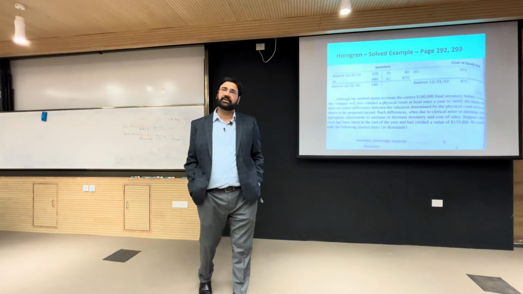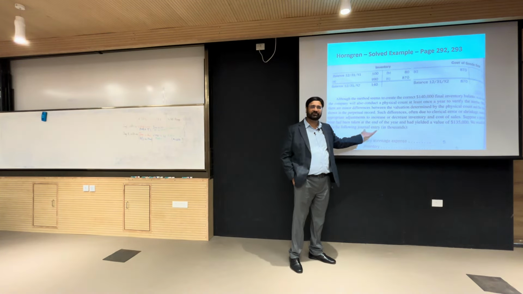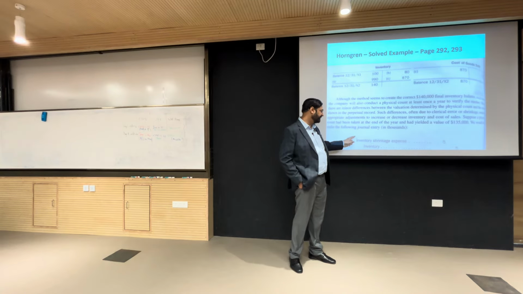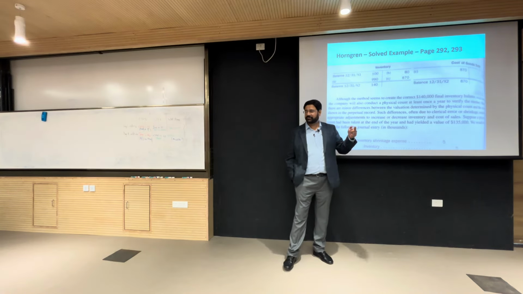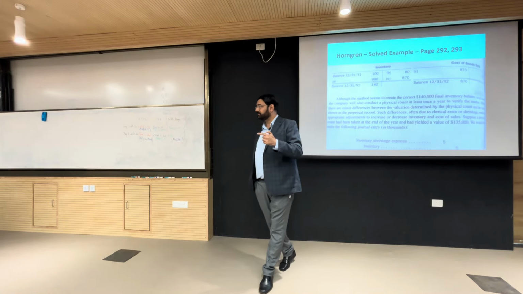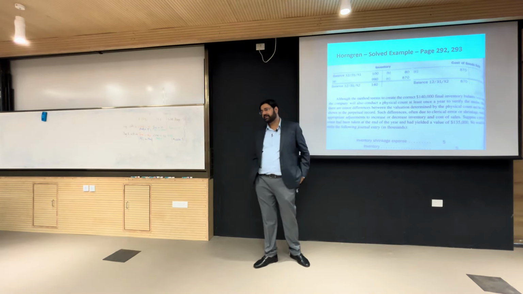A loss has to be recorded, right? And what will we call it? Inventory shrinkage cost or inventory shrinkage expense, 5. And the inventory account is credited. Why? Because the cost of inventory will go down from 140 to 135. So the inventory account is credited. This is simple, right? Next.